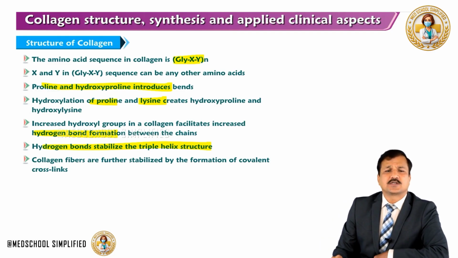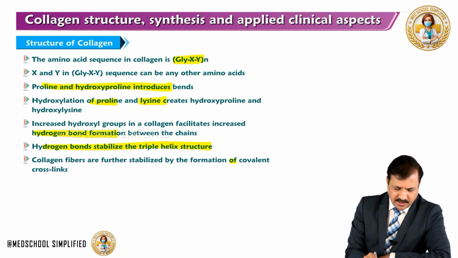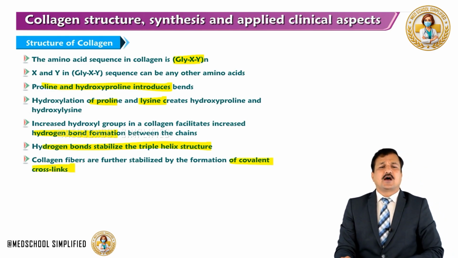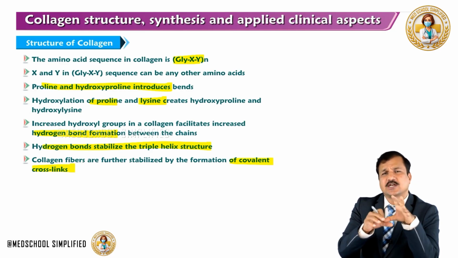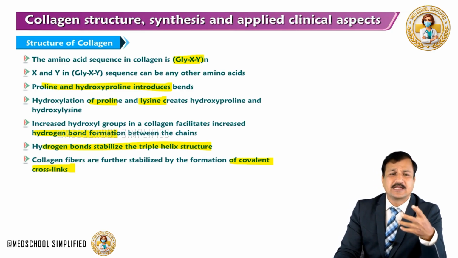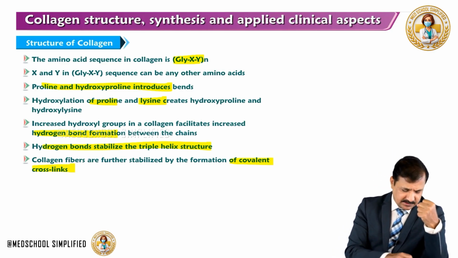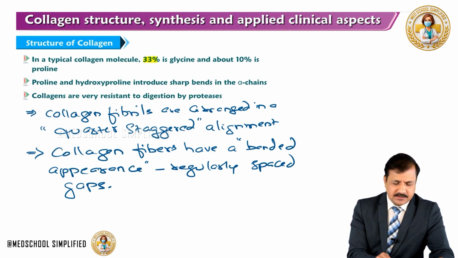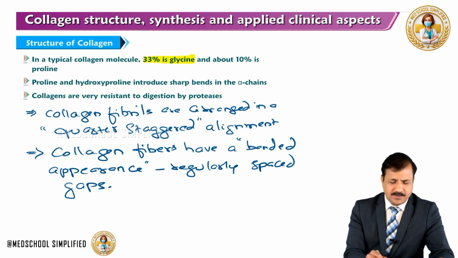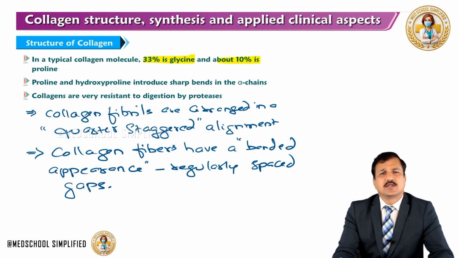And collagen fibers are further stabilized by the formation of covalent cross links later, after the hydrogen bonds are stabilized in the triple helix structure. So the alpha chains in a collagen triple helix can be further covalently cross-linked, thereby the tensile strength of the collagen molecule can be increased with the covalent cross-linking process. So in a typical collagen molecule, as I have already explained, 33% is glycine, about 10% is proline, which is further hydroxylated into hydroxyproline.